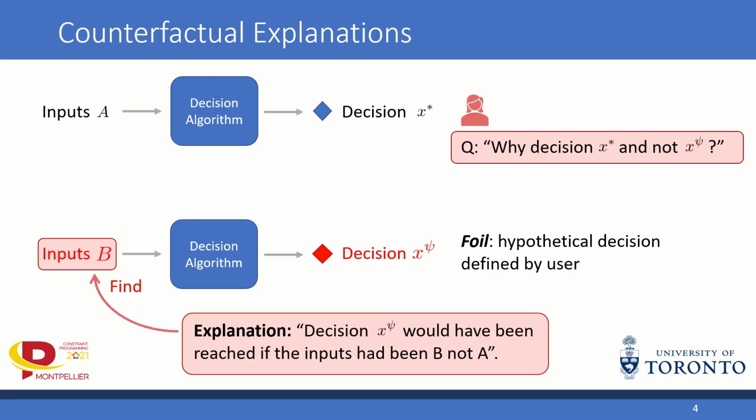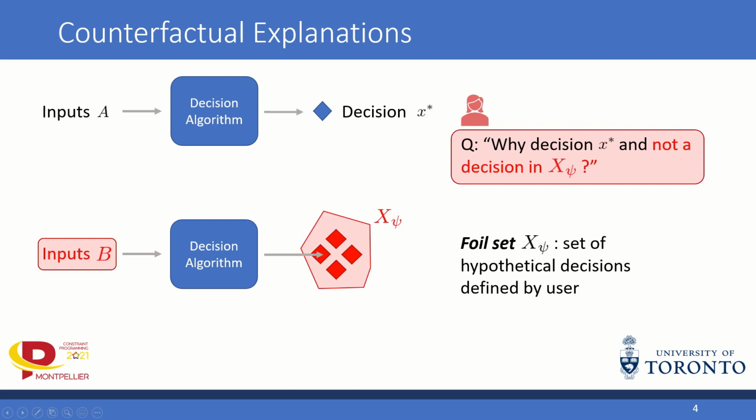And the explanation then is equivalent to finding the inputs B that would have resulted in this alternative decision Xi being reached. Typically, we want to find some sort of minimally modified B relative to A. And so both the inputs B and the decision Xi are counterfactuals. They're contrary to the facts, in this case being the inputs A and the decision X star. This is why this is called the counterfactual explanation.